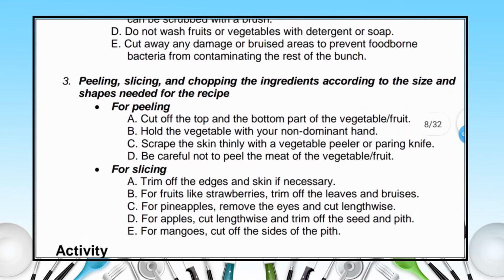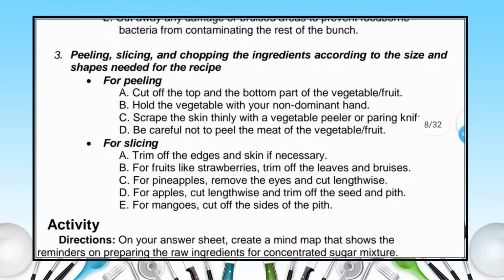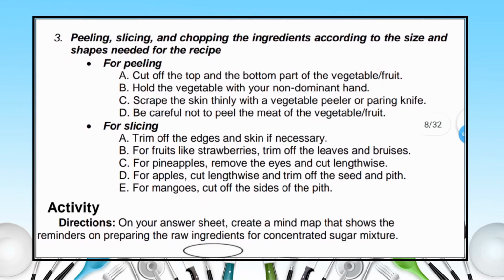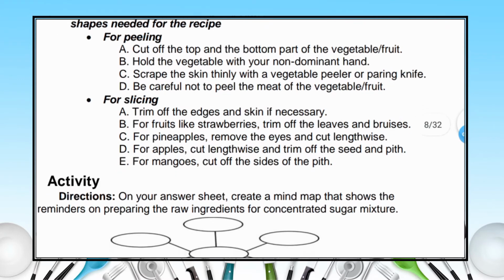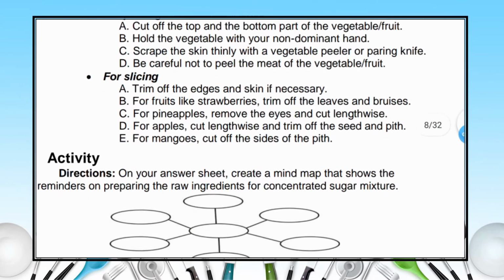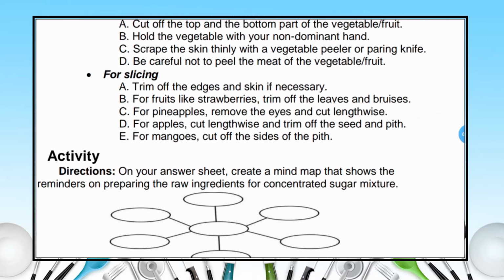And last thing that you have to consider is about peeling, slicing, and chopping the ingredients according to the size and shapes needed for the recipe. For the peeling, cut off the top and the bottom part of the vegetable or fruit. Hold the vegetable with your non-dominant hand. Scrape the skin thinly with a vegetable peeler or paring knife. And of course, be careful not to peel the meat of the vegetable or fruit.